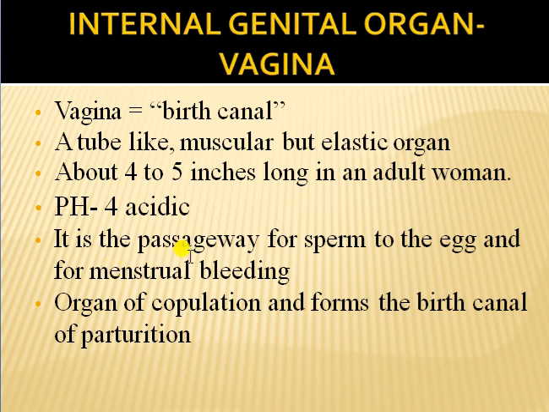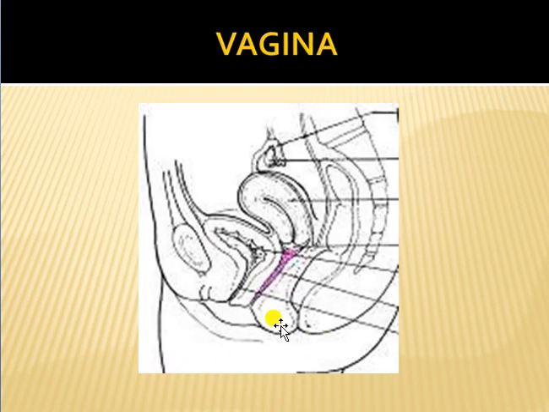It is the passageway for the sperm to the egg and for menstrual bleeding. Not only the passage of sperm, but also after menstrual bleeding, you know your body. So it is the organ of copulation and forms the birth canal of parturition. I think all of you understand. So this part we can call as vagina.